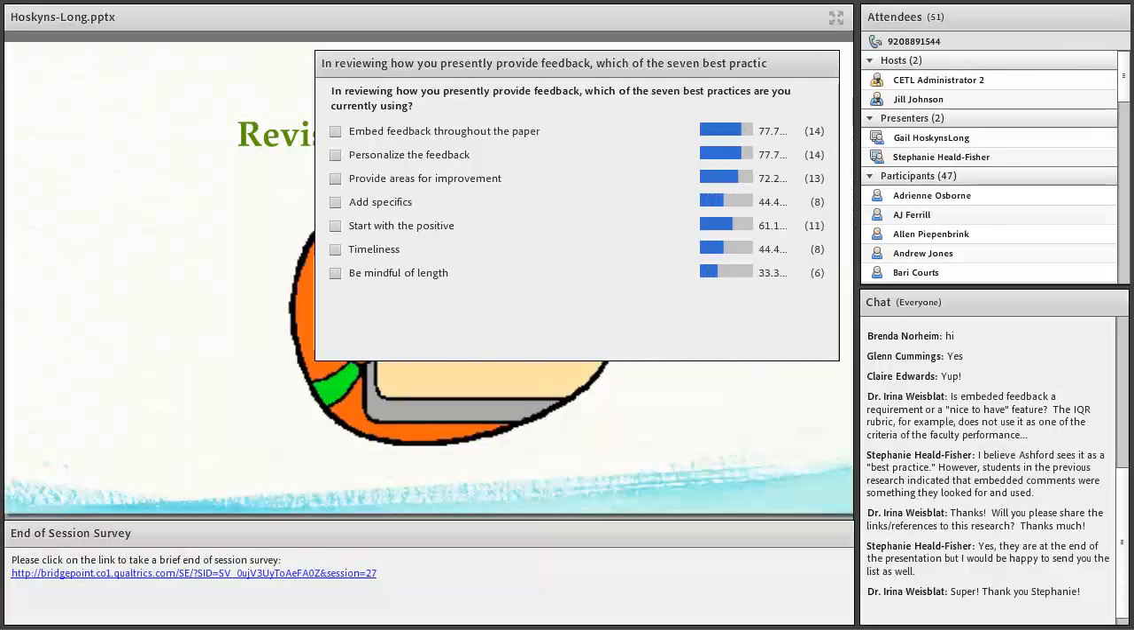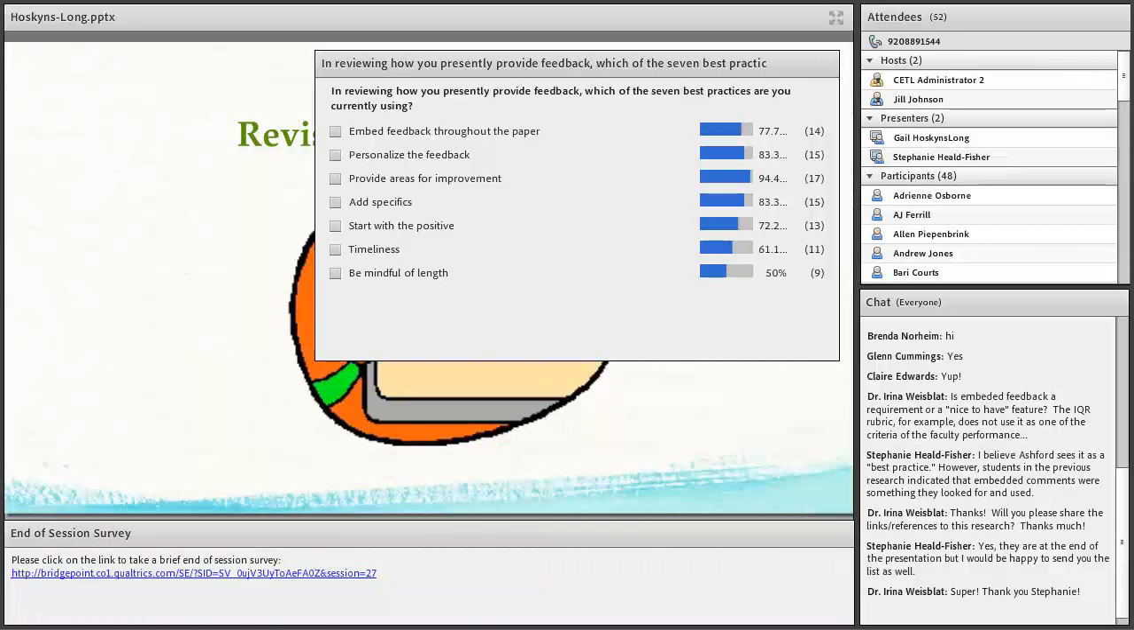So this was interesting for us as well, because when we presented this research elsewhere, we found that not everybody was using all of them. And in fact, there were people who weren't even using any of them, and that might explain some of their frustration.